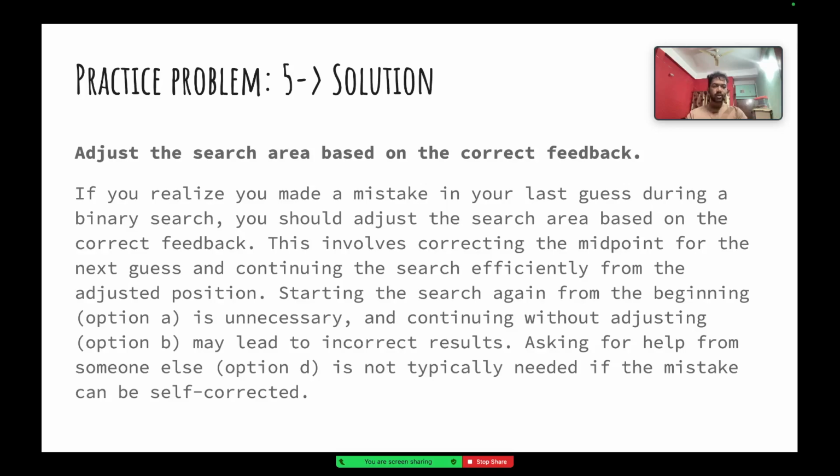And that's not what we do as a good programmer or a good computer science student. We always value time and space complexity, as I told you in the previous section. And continuing without adjusting may lead to incorrect results. As I told you, you need to correct your midpoint, only then can you get the exact answer. And option D, asking help from someone else, is typically not needed if the mistake can be self-corrected. You can solve the problem yourself. There's no need to ask anyone.